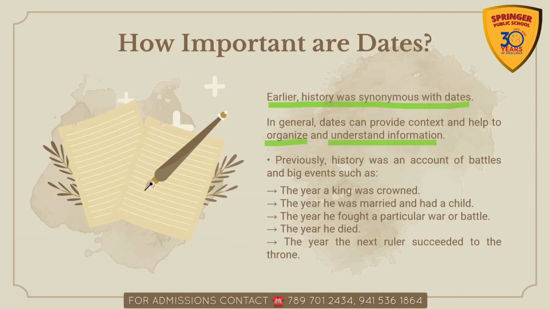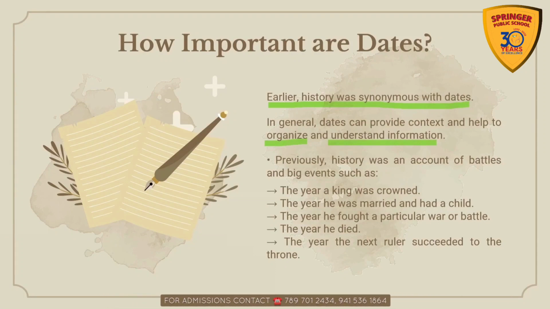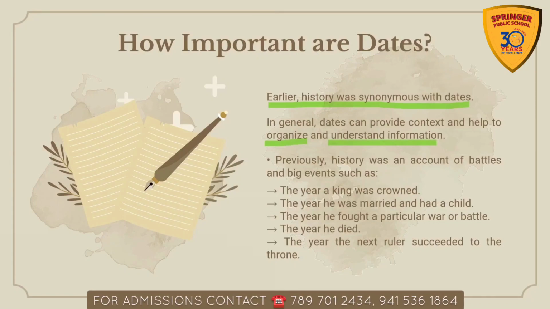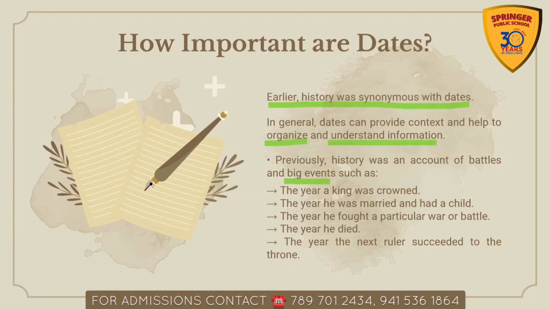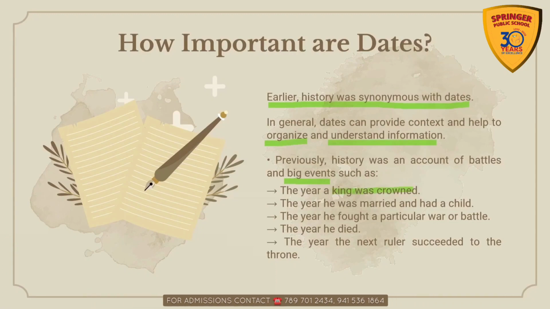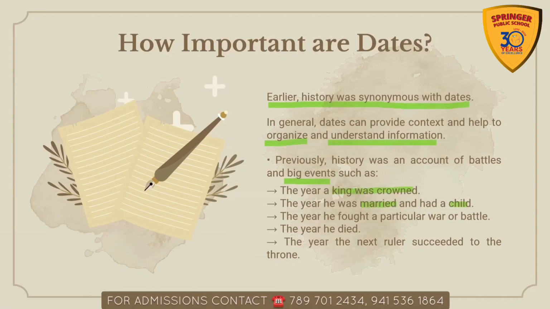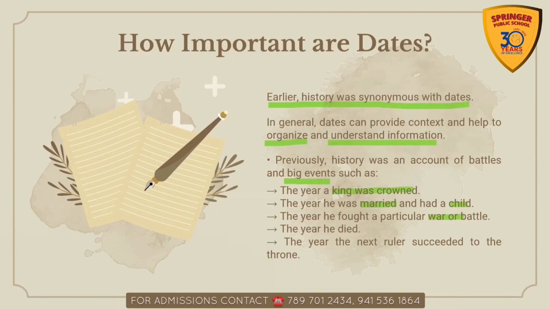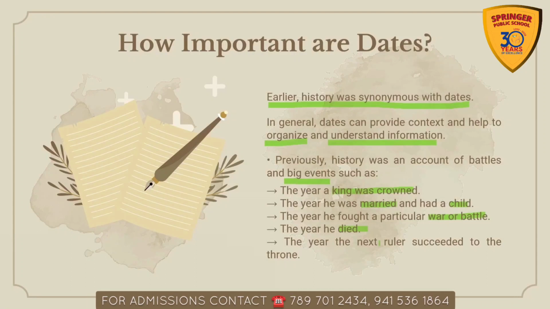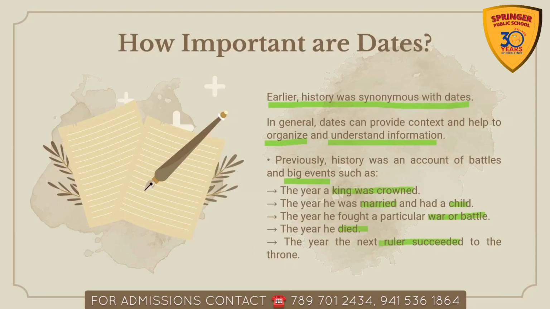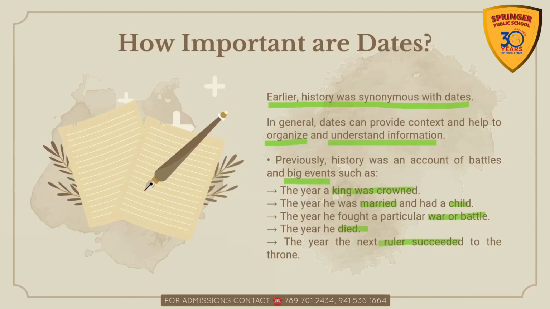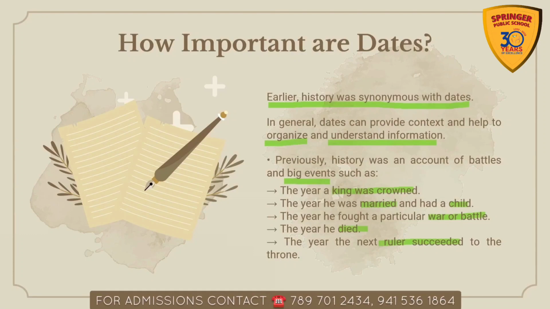History is about finding out how things were in the past and how things have changed. Previously, history was an account of battles and big events, such as the year a king was crowned, the year he was married and had a child, the year he fought a particular war or battle, the year he died, the year the next ruler succeeded to the throne. Right? Now, historians look more towards why and how things happen and less at when things happened.